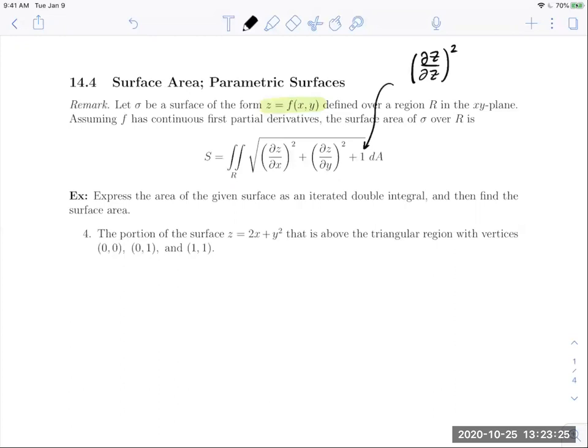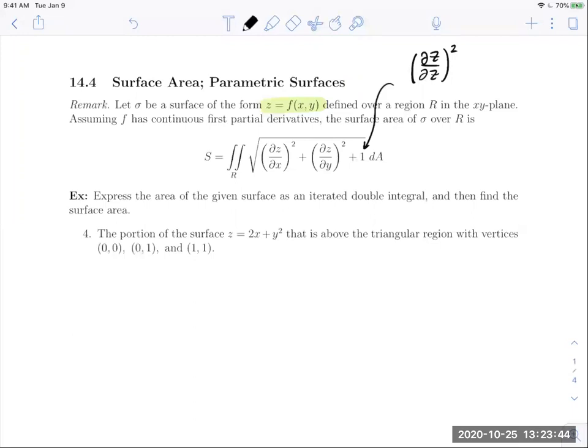All right, let's take a look at our first example. Express the area of the given surface as an iterated double integral and then find the surface area. All right, so we have the portion of the surface z equals 2x plus y squared that is above the triangular region with vertices as listed.